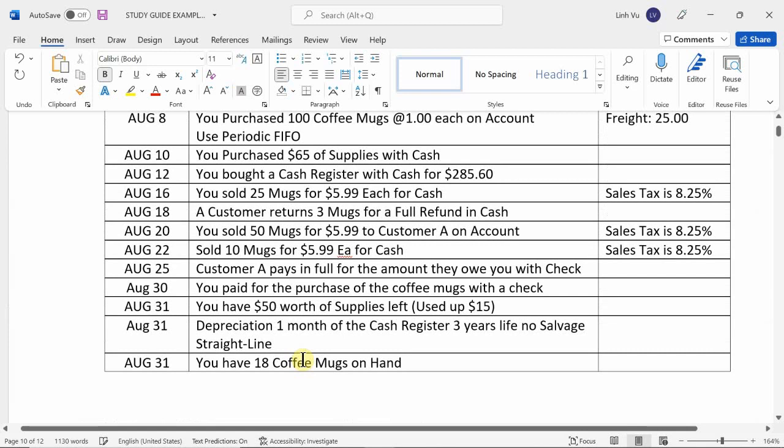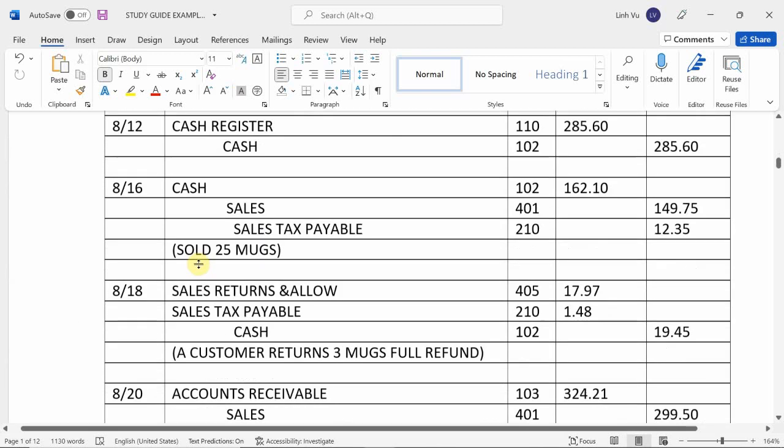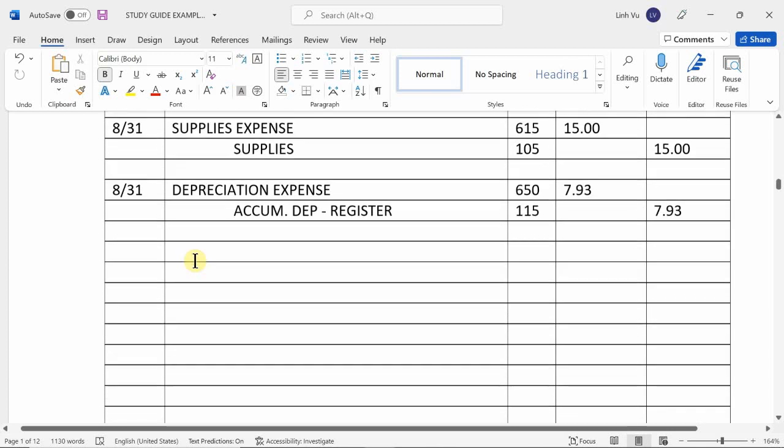Well, let's double check my chart of accounts. My inventory item is coffee mugs. I need to do a cost of goods sold. So cost of goods sold right here is 506. Coffee mugs is 104. And then I have to zero out my purchase expense and my freight expense. No purchase returns and allowances, right? My account there is empty. So in this case, my purchase expense and my freight expense. Let's go ahead and complete my conversion entry.